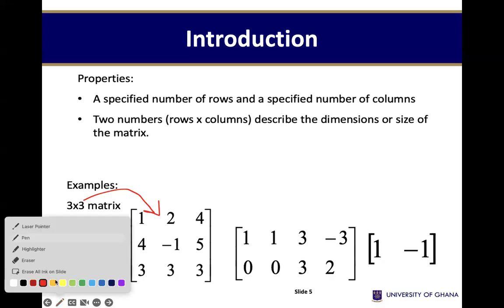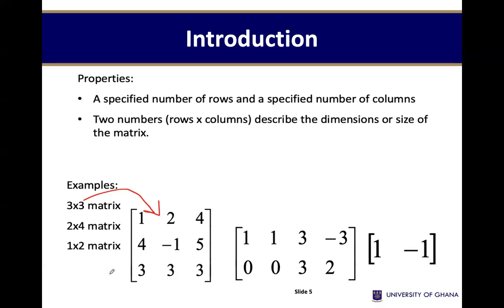If you check well, the number of rows are basically this and that, so there are two rows. The number of columns are this: 1, 2, 3, and then 4. Hence, we can call this matrix a 2x4 matrix, as you can see here. So this is basically a 2x4 matrix.